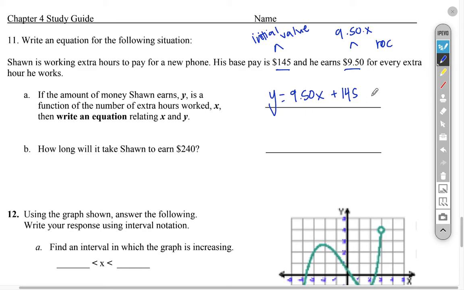All right, now it says, how long will it take Sean to earn $240? Well, it says that the amount of money Sean earns is our Y value. So we just need to plug 240 in for Y and solve for X. So we have 240 equals 9.50x plus 145. We're going to start by subtracting 145. We're left with 95 equals 9.50x. We want x alone, so we're going to divide by 9.50.